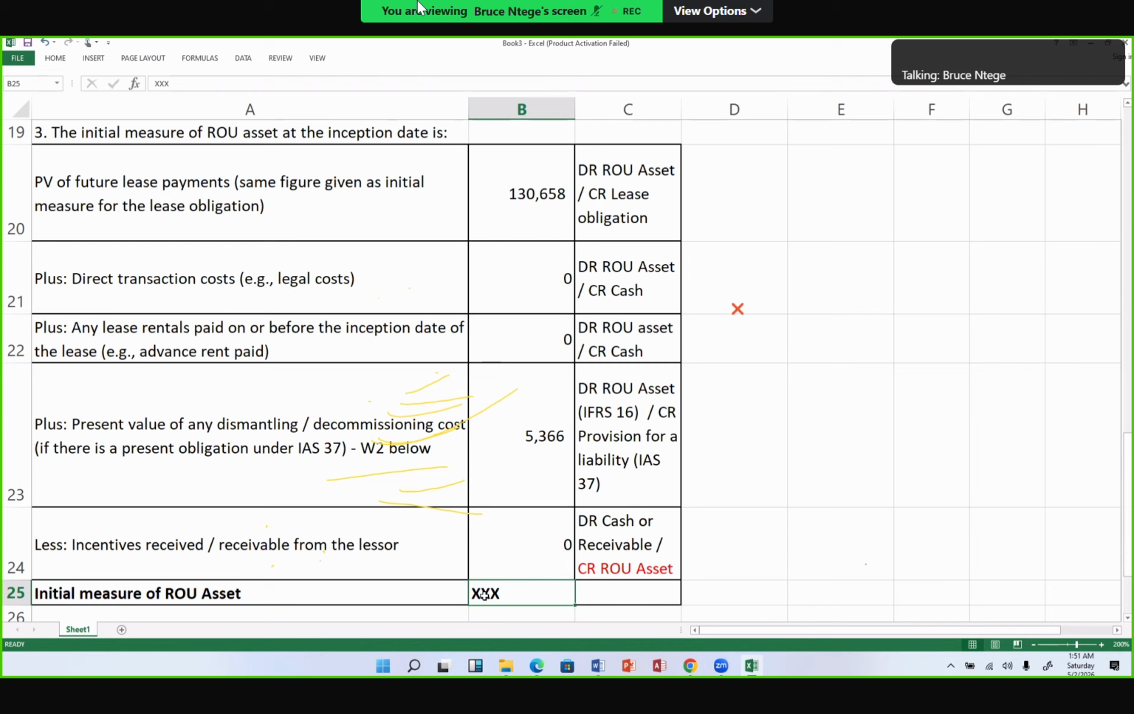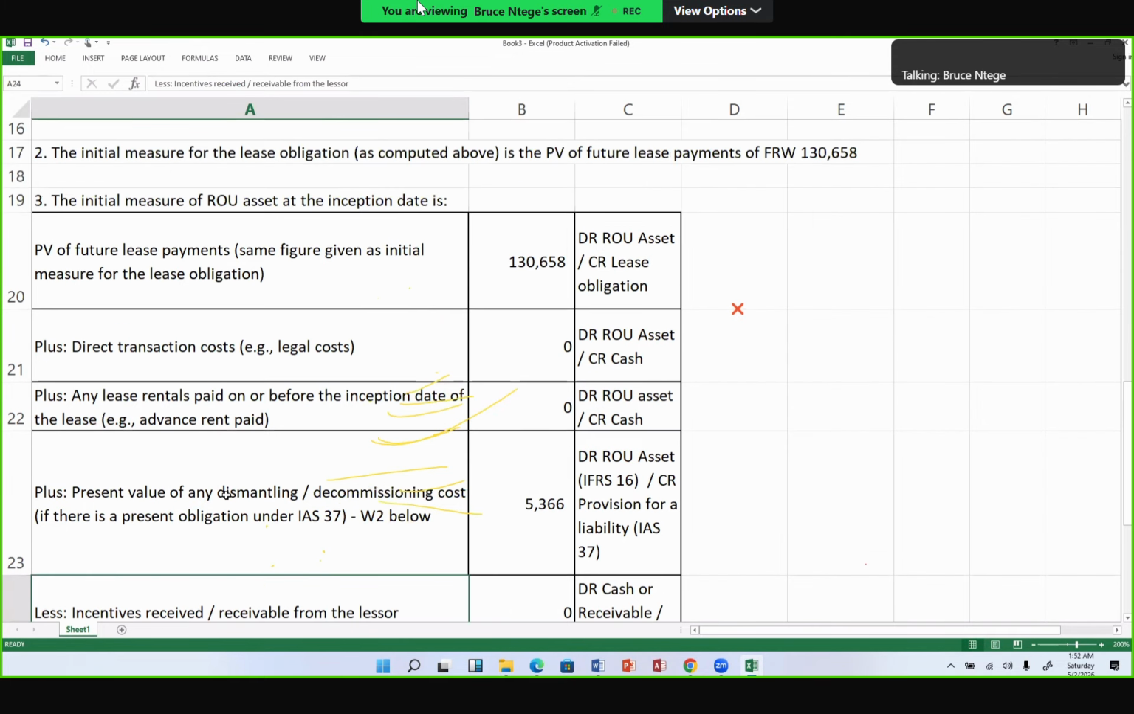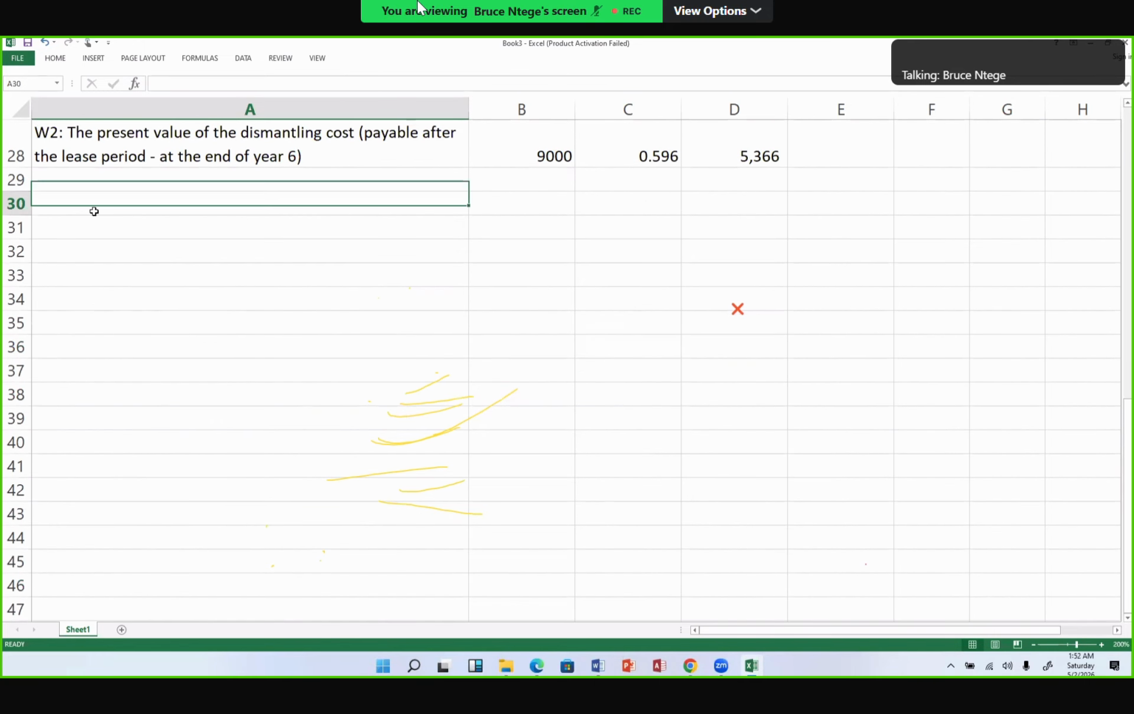Therefore, my initial measure of the right of use asset, if I go by the figures I have here, is going to equal 136,024. So 136,024 is the initial measure of this right of use asset. I've done that, so if I go back to my lineup, number 3 is done. Remember, number 4 is subsequently to amortize the lease obligation.